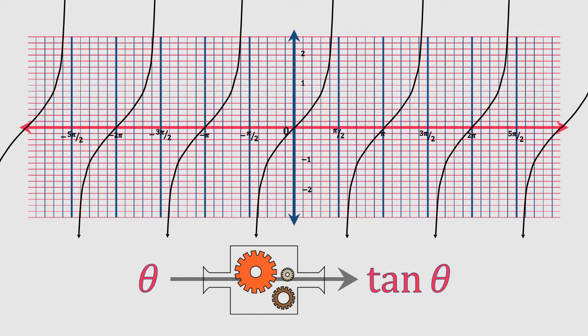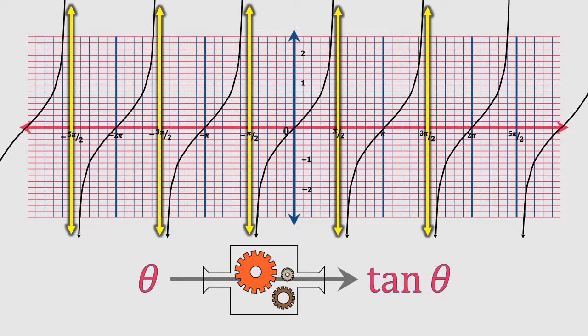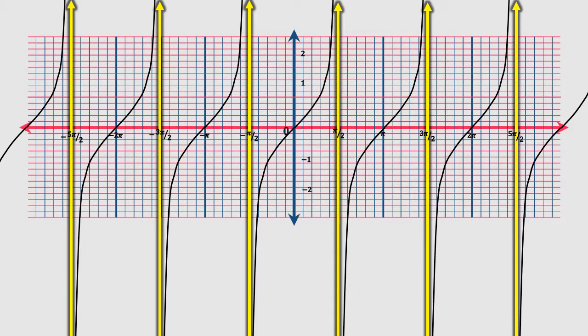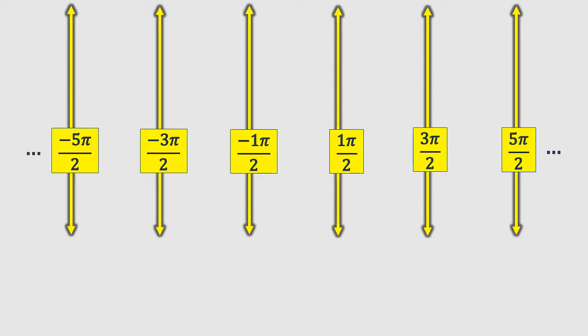Look closely at the graph of the tangent function. We see that the function is not defined at minus 5 pi by 2, minus 3 pi by 2, minus pi by 2, pi by 2, 3 pi by 2, 5 pi by 2, and so on. The yellow lines are called asymptotes of the tangent graph. These are lines that never intersect the curve as such, and yet, apparently, seem like they do somewhere at infinity. Tangent is not defined at these inputs, odd multiples of pi by 2.